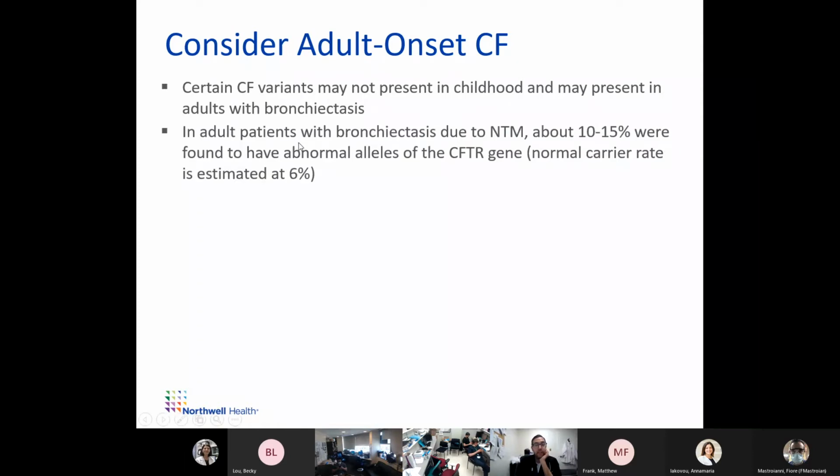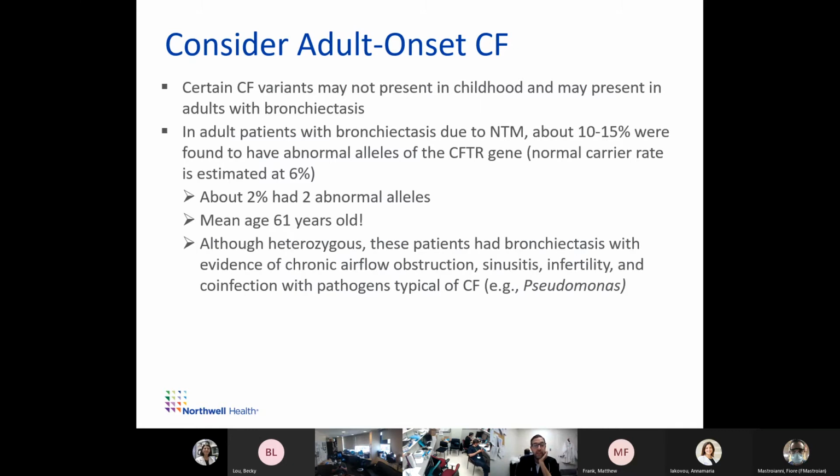In fact, it's been studied in adult patients with bronchiectasis from MAC lung disease or other non-tuberculous mycobacteria. About 10 to 15% were found to have abnormal alleles of the CFTR gene. Although most of these were heterozygous, it's still important, as there may be an association between heterozygous carriers and bronchiectasis with this non-tuberculous mycobacteria. 2% were homozygous, with two abnormal alleles. And the mean age of these patients was 61.